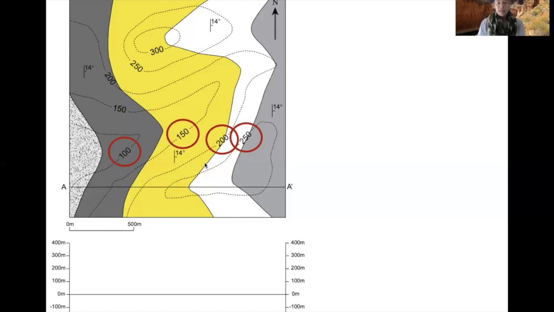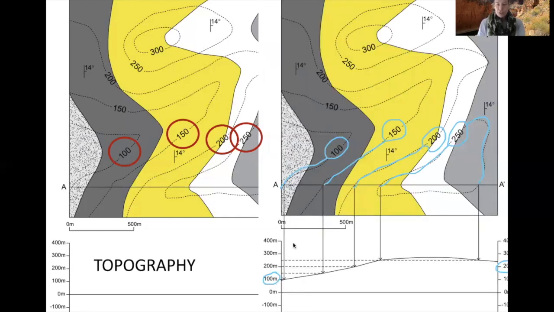So you can see here I have these elevation numbers. So 100 is 100 meters, etc. So that's our topography information. To show you how that gets plotted on here, if we take our cross-section line, A to A prime, we have to see where those contour lines intersect with our cross-section line. Where they intersect is where we know it is that elevation.